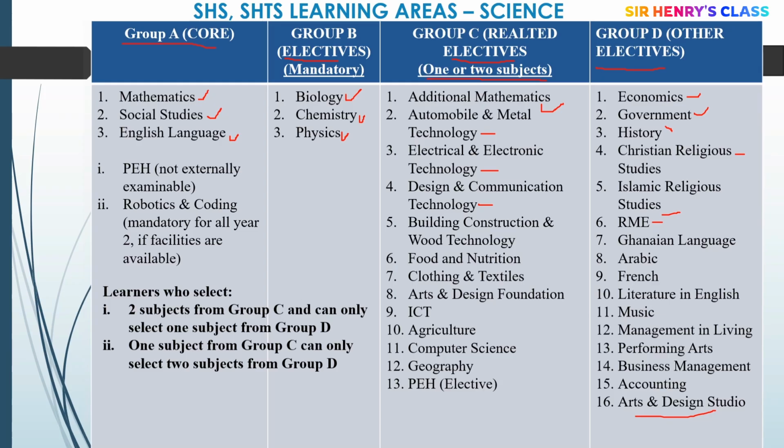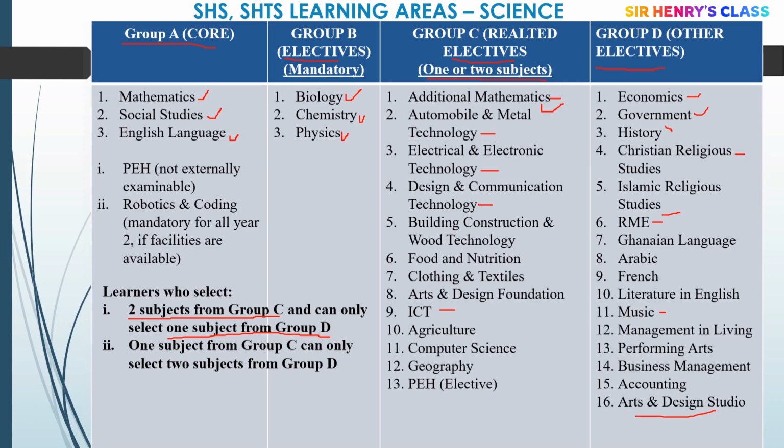Now this is how the thing is done. Most schools have already done the pairing. Some schools you'll be given the chance to choose. Now, if a learner chooses two subjects from group C, then that person can only select one from group D. So what it means is that if I choose additional maths and, let's say, ICT, that is all for group C. For group D, I can choose just one, maybe music.